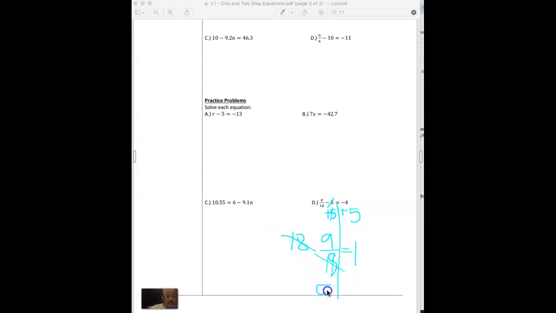And on this side, remember, whatever you do to one side, you have to do to the other side. So we're going to have to multiply by 18 on this side. Anyhow, 1 times 18 is 18.